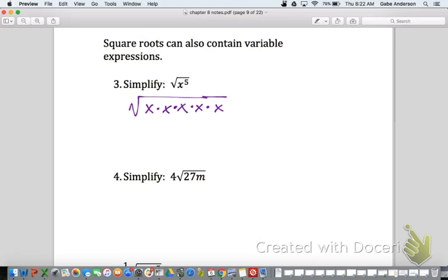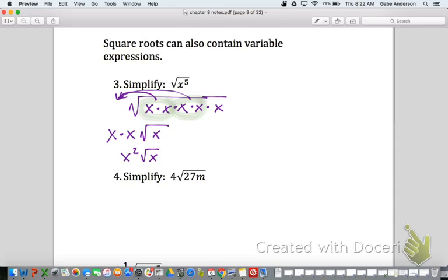So once again, just like the numbers with the variables, we're going to look for pairs, groups of 2, if you will. So there is a group of 2. There is another group of 2. So as this pair of x's gets to come out, it's only going to come out as a single x. And this pair of x's gets to come out, but it'll only come out as a single x. So this would simplify to be x times x, square root of x, or you could write it as x squared, square root of x.